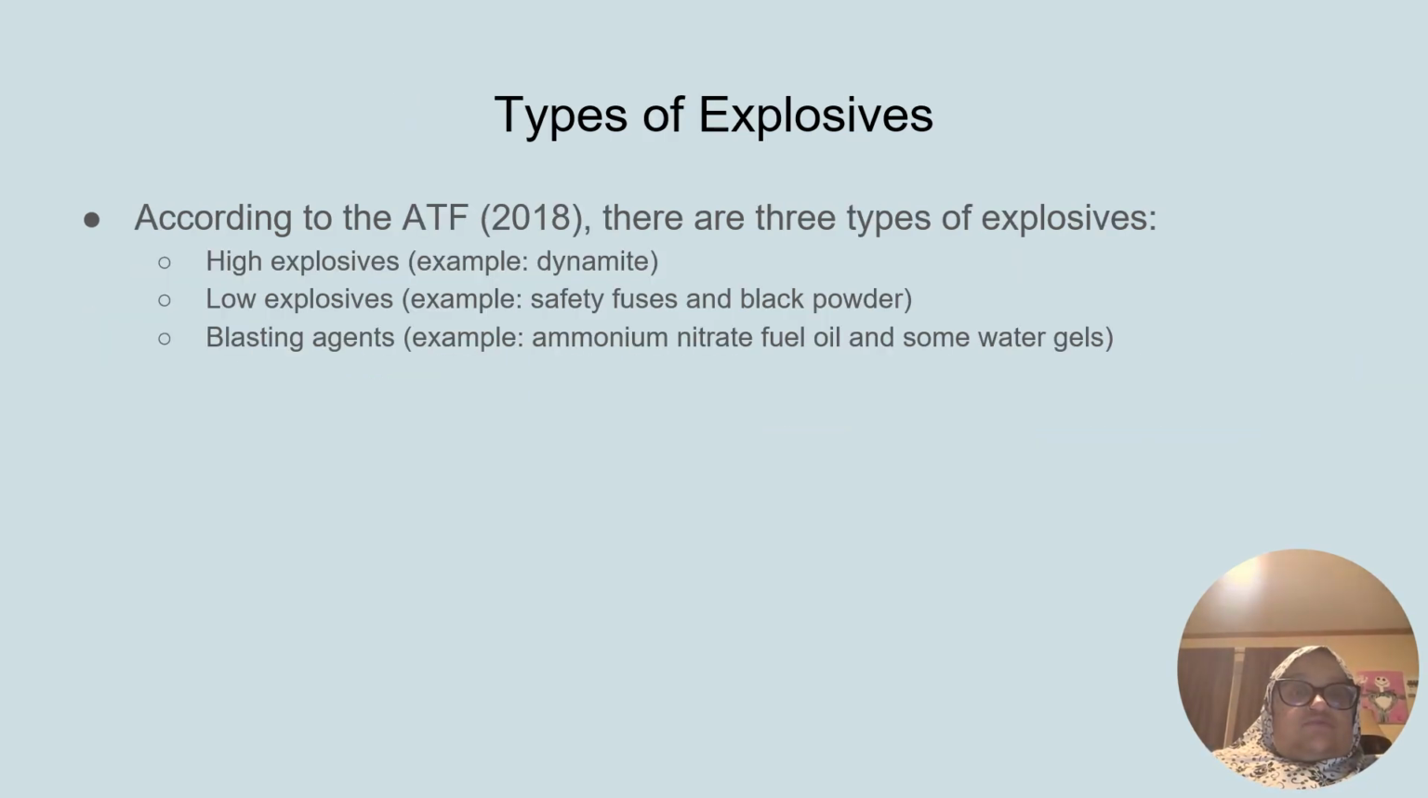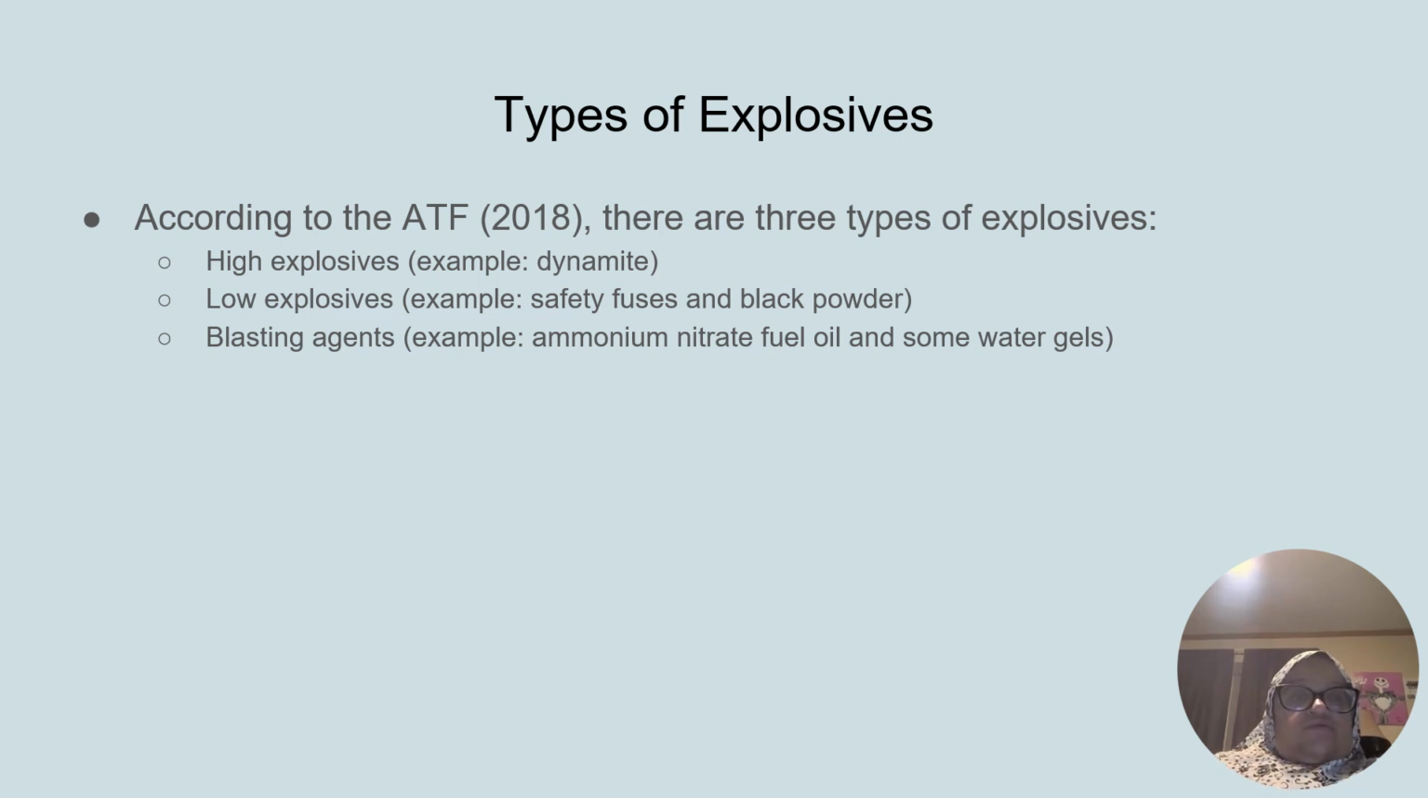Let's take a look at several different types of explosives. According to the ATF, there are three types of explosives: high explosives, for example dynamite; low explosives, for example safety fuses and black powder; and blasting agents, such as ammonium nitrate fuel oil and some water gels.